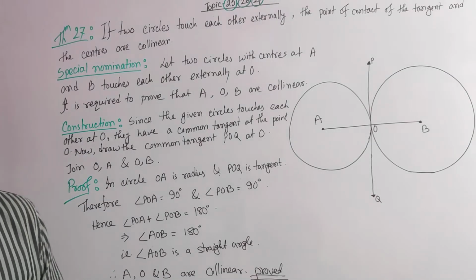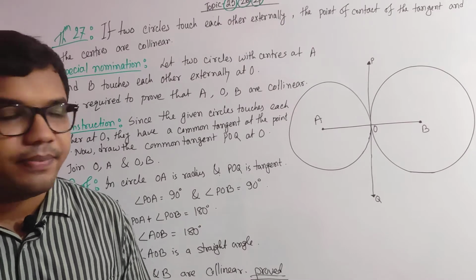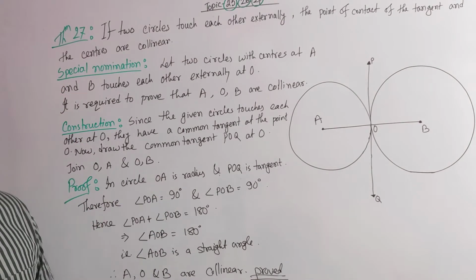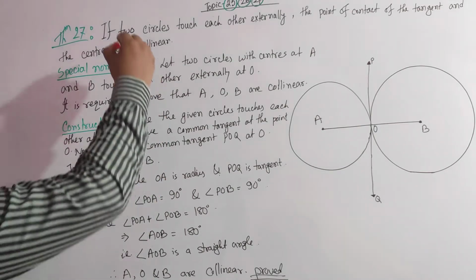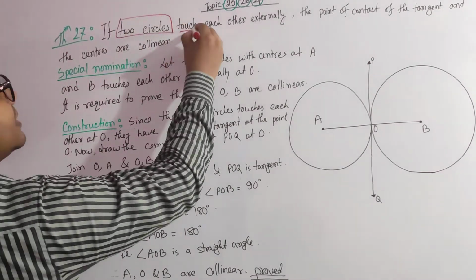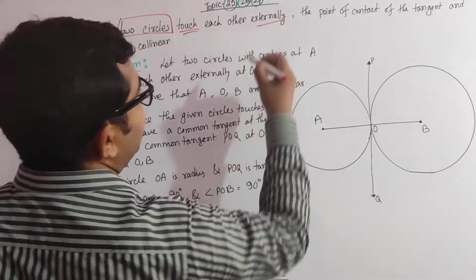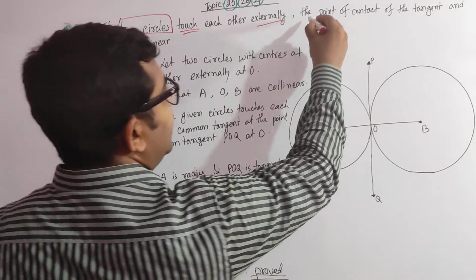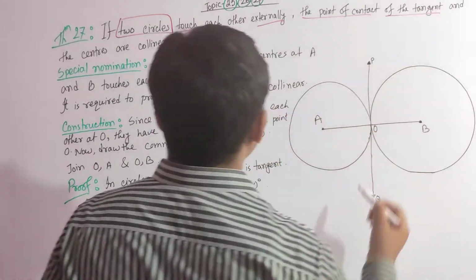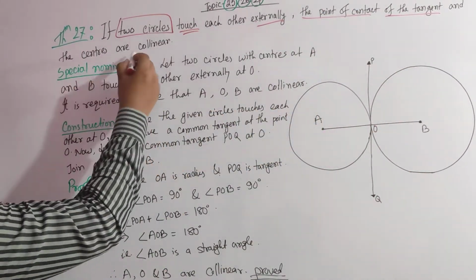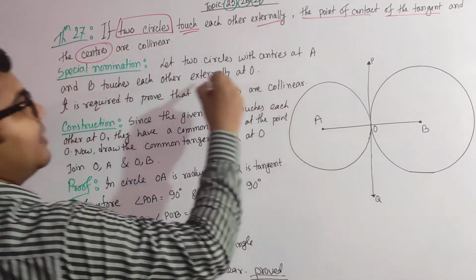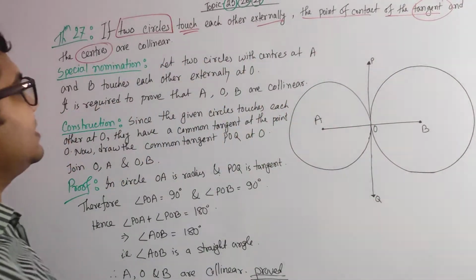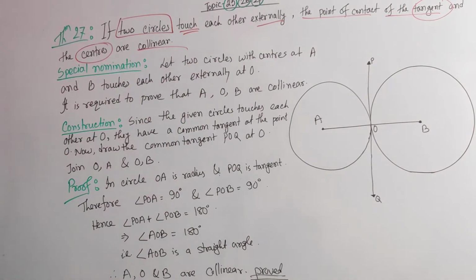Okay, so this is the last theorem for this lecture. This is theorem number 27, and it says if two circles touch each other externally, the point of contact of the tangent and the centers are collinear. So the centers and the point of contact must be collinear. Who must be collinear? The point of contact and the centers of the circles.